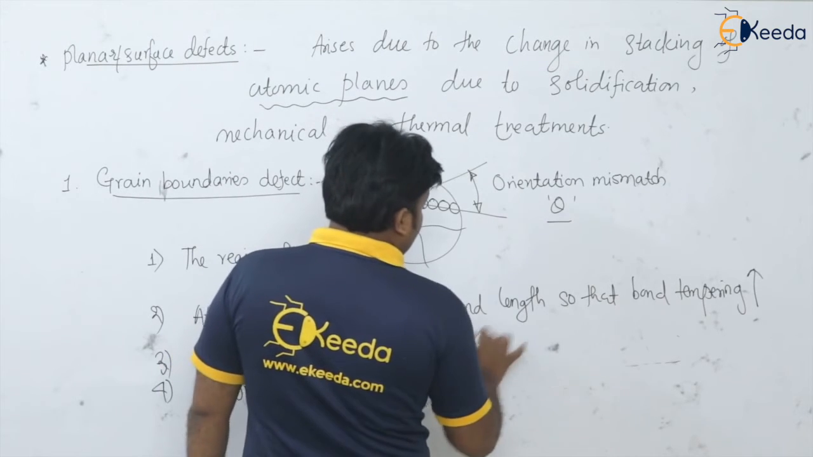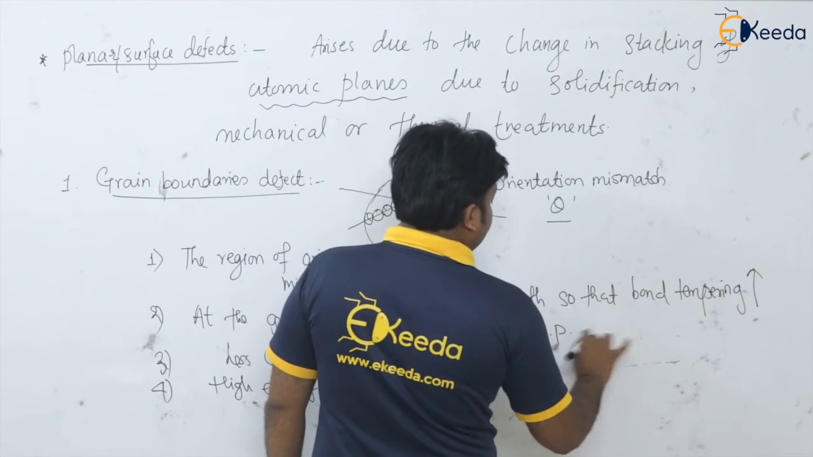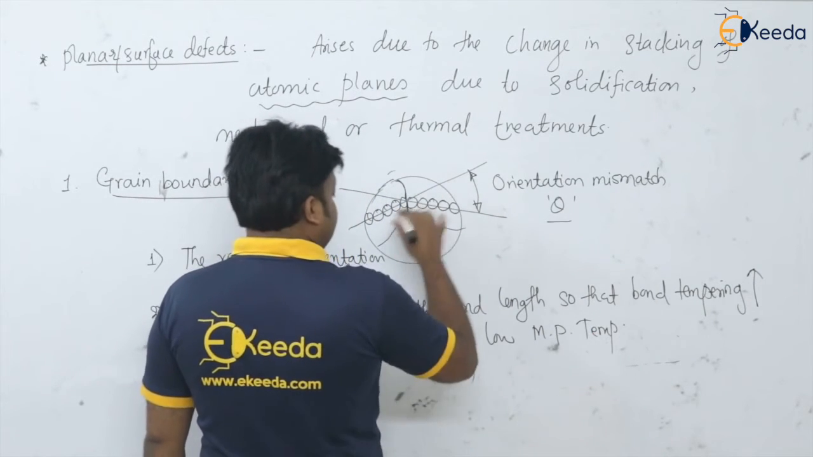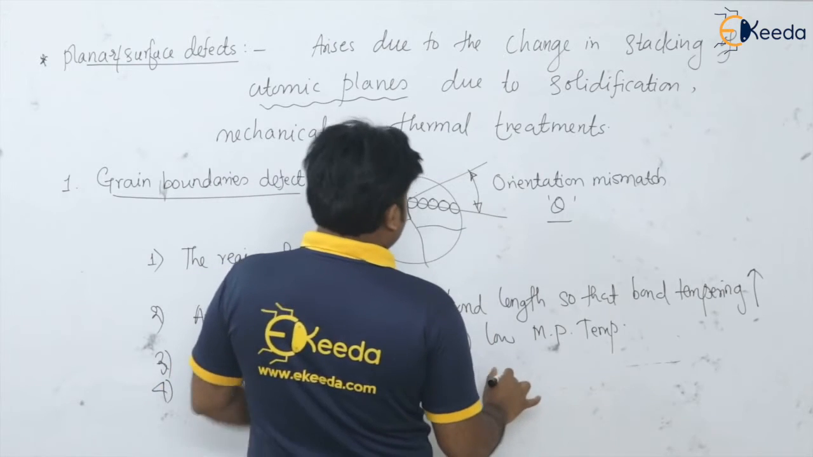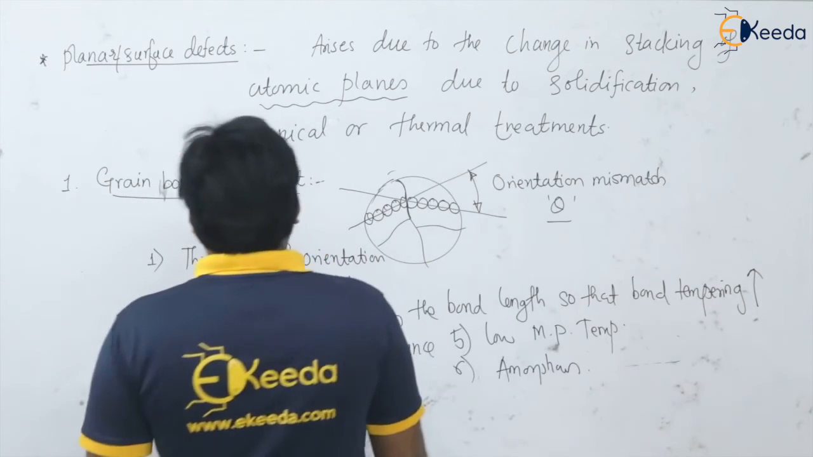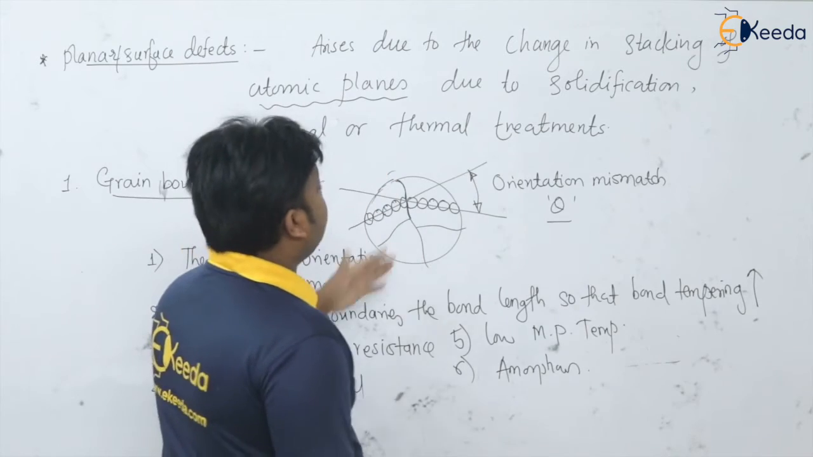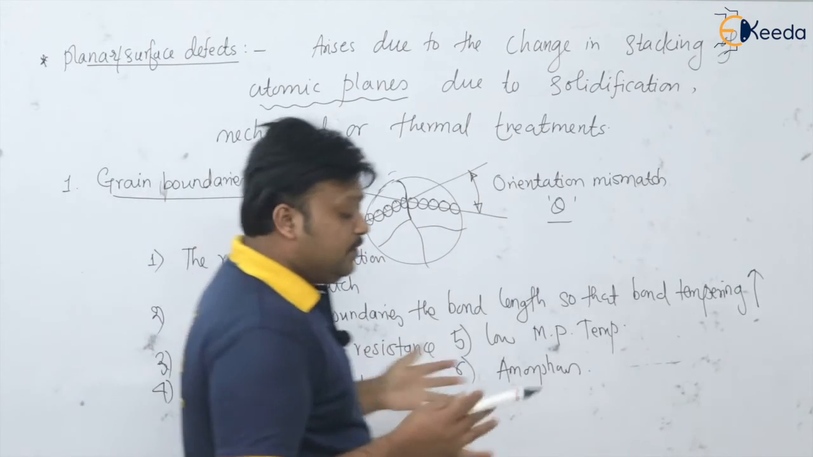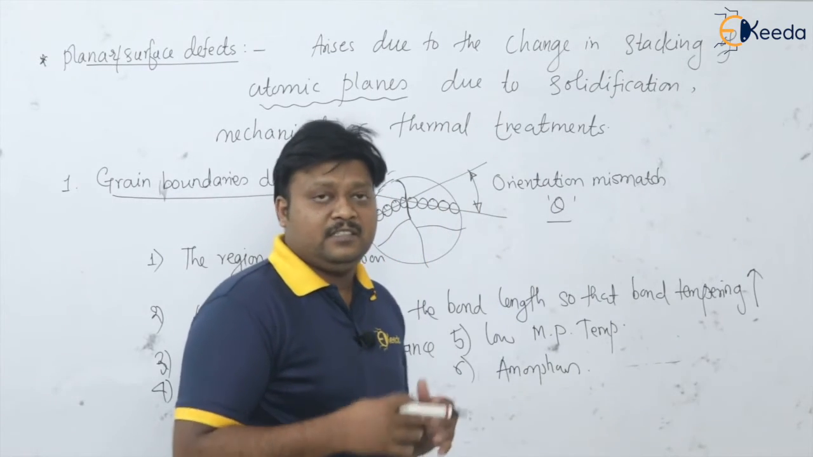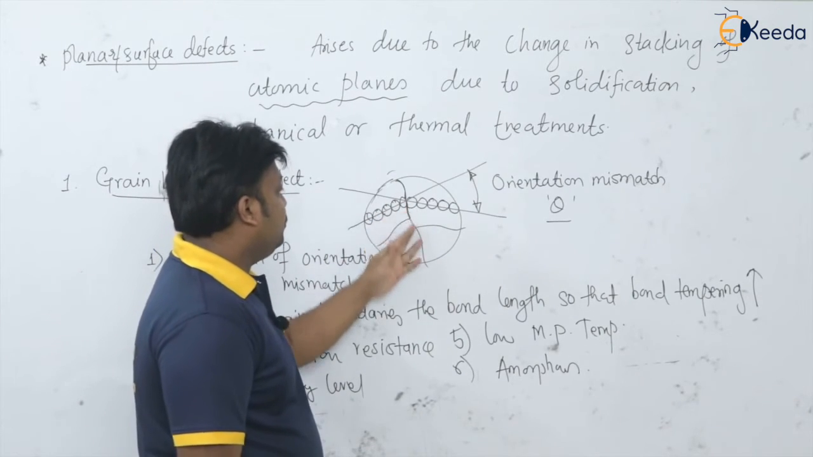Then fifth thing, in this grain boundary region, the melting point temperature is low, and in this region the material is amorphous. So these are the things which are happening because of this grain boundary defect, isn't it? That is, two different grains, why are they differing? Because of the orientation of the grains with each other. That is why this grain boundary is coming into the picture.